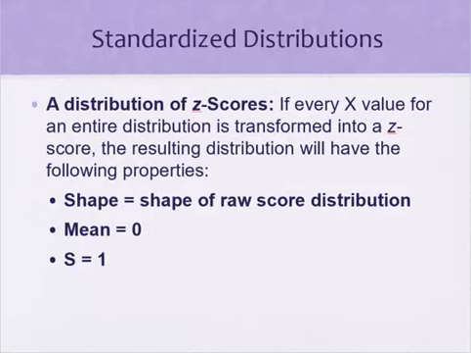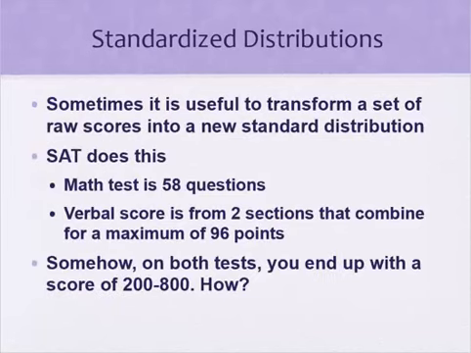So to deal with this problem, what we can do is use the z distribution that we compute to create a simpler standardized distribution built off our z-scores, right? So sometimes it's useful to transform a set of raw scores into a completely different standard distribution with a new mean and a new standard deviation.